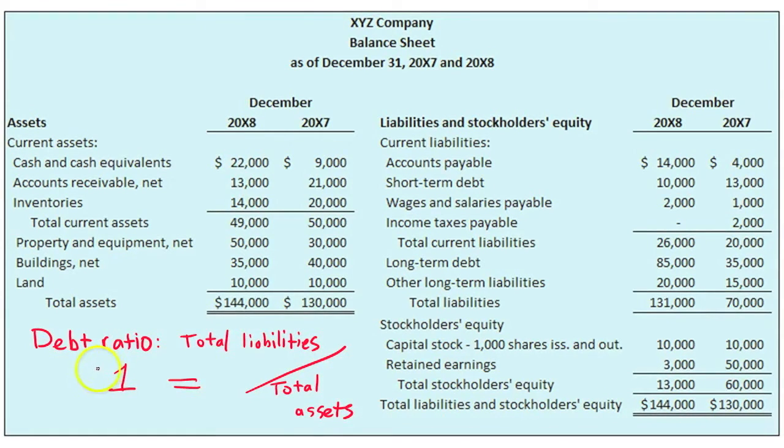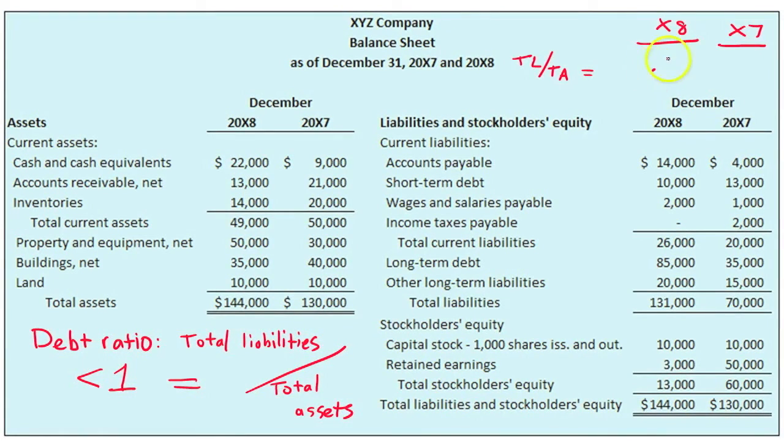A debt ratio below 1 means that for every $1 of assets, the company has less than $1 of liabilities, hence being technically solvent. Debt ratios less than 1 reveal that the owners have contributed the remaining amount needed to purchase the company's assets. Here are XYZ's debt ratios for 20x8 and 20x7.